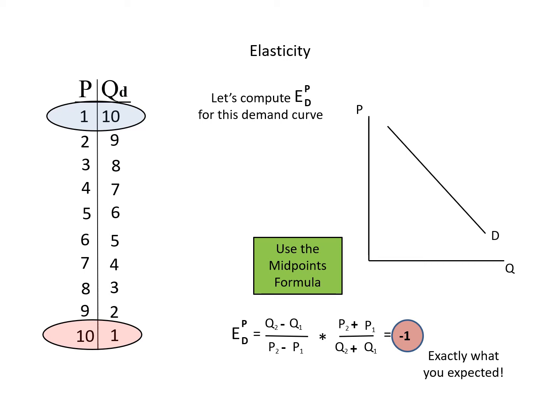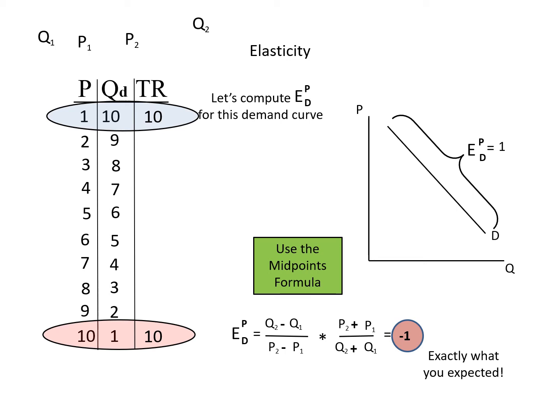Then give it the total revenue check. When price is 1, total revenue is 10. When price is 10, total revenue is 10. Price changes, but total revenue doesn't change. The characteristic of unit elasticity. By giving it the total revenue test, we confirm that this demand curve from one endpoint to the other is unit elastic. From one endpoint to the other, irrespective of where we started, the coefficient of price elasticity of demand is 1.